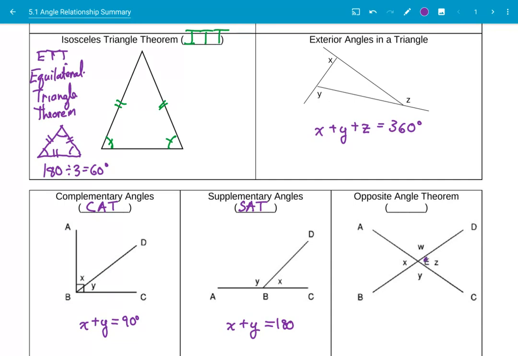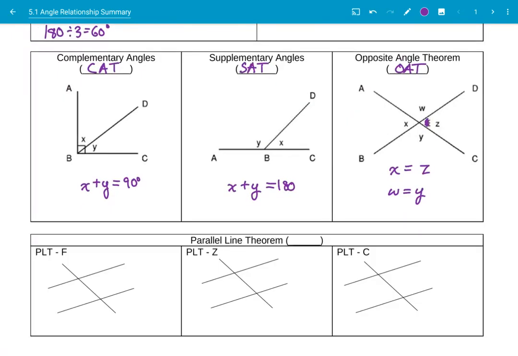And I don't know why that little e is there. It shouldn't be. Opposite angle theorem, or OAT, O-A-T, says that angles across from each other, when lines cross like that, have to be equal to each other. Okay. Now the parallel line theorems down here, we'll fill in the next lesson.